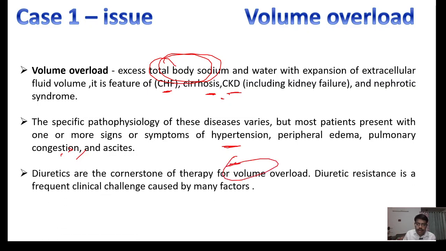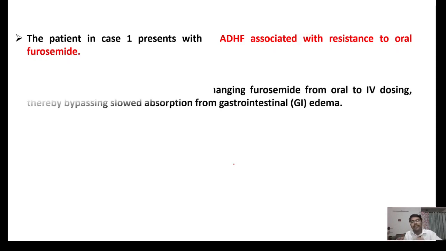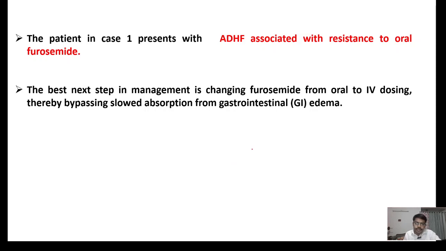As we know, diuretics are the cornerstone of therapy for volume overload. And in case 1, what is the problem? He is already on Lasix, furosemide 40 mg twice daily, but he is not responding, and he had a significant weight gain of up to 8 kg. Many times the patient won't respond to oral furosemide because of gut edema. And how to bypass this gut edema? Since the patient has generalized anasarca, the oral bioavailability might also have been reduced.